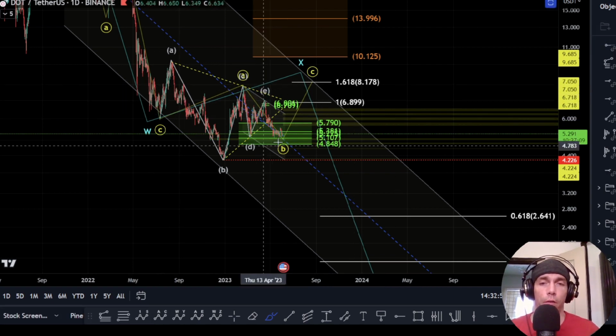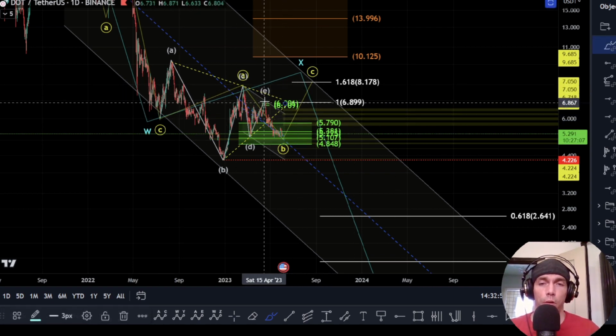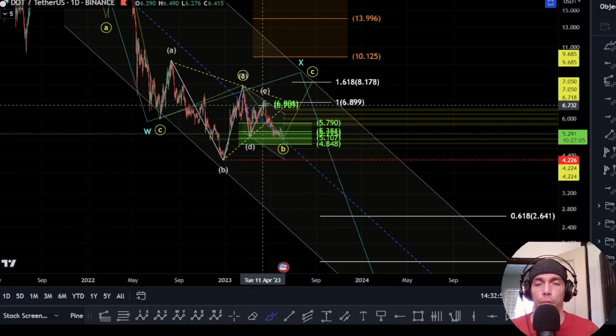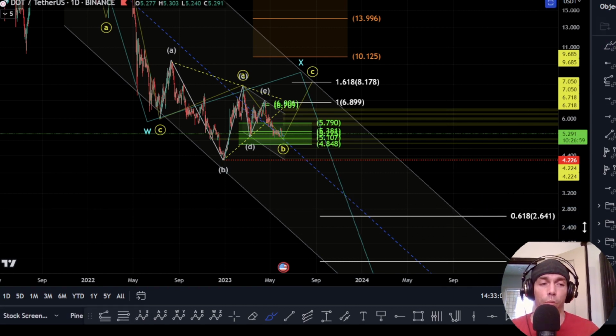Now if we are looking at this as a triangle, then we'd be looking for price action to break down either in a 5-wave move for our 5-wave structure, or in a bigger 3-wave move looking for this 0.618 if it is in this WXY.